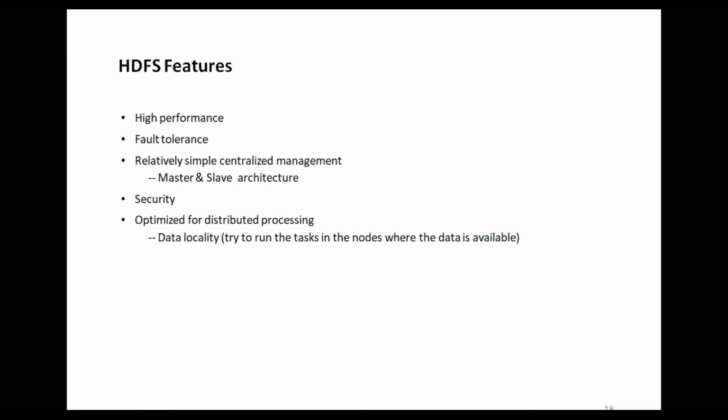The default security is called ACLs, which we will be talking about later. And we also have Kerberos. Kerberos is one of the security concepts which we can enable at the application level. We can include that. And it is optimized for distributed processing. Data locality: it tries to run the task where the data nodes are, where the data is available. That is more optimized for distributed processing. Okay, that is what the HDFS features are.